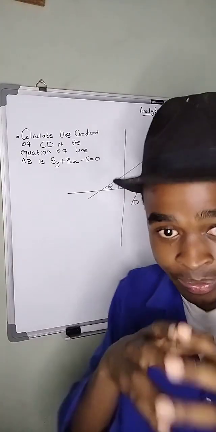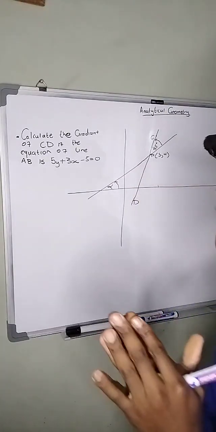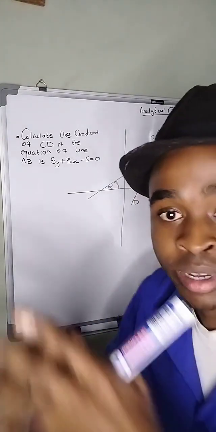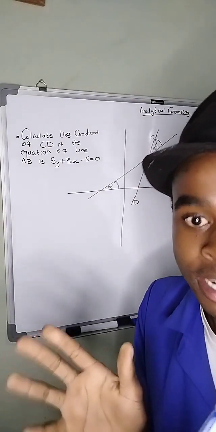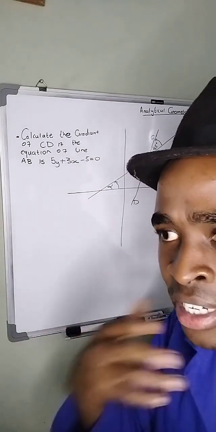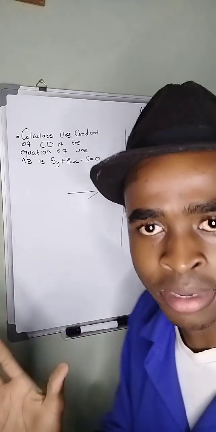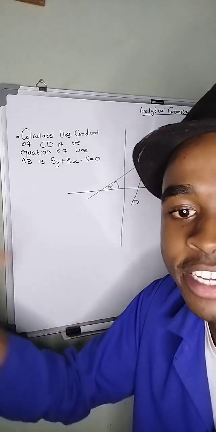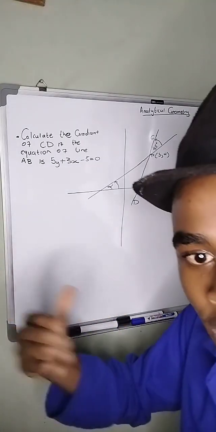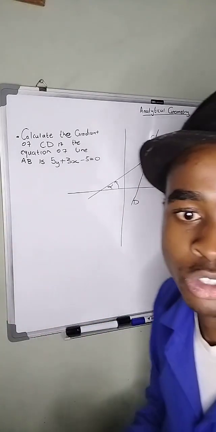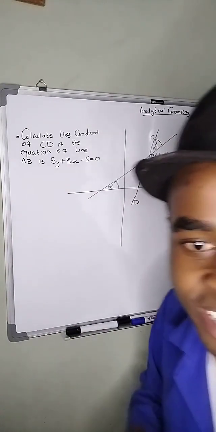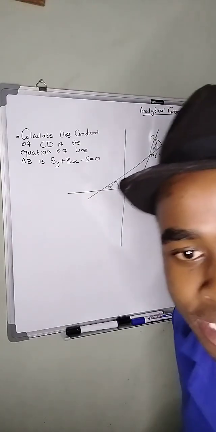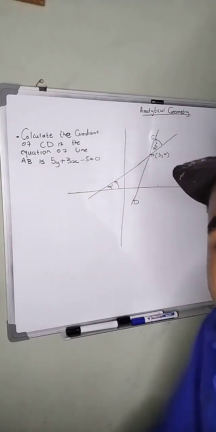In analytical geometry, I know the gradient is y2 minus y1 over x2 minus x1, but I need the grade 11 concept. Actually, let me ask this question in a proper manner. How do we calculate the angle of inclination in analytical geometry? Okay, thank you very much. Yes, the angle is going to be equal to theta.